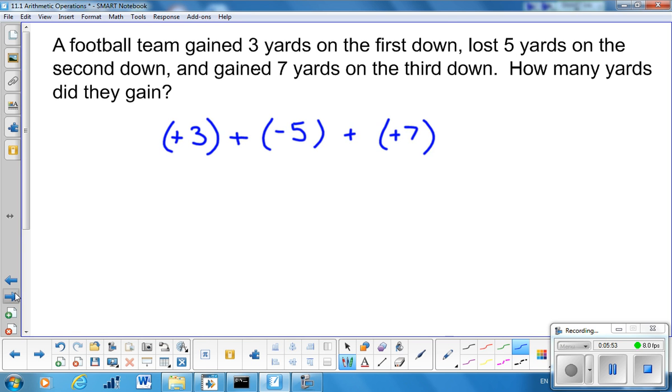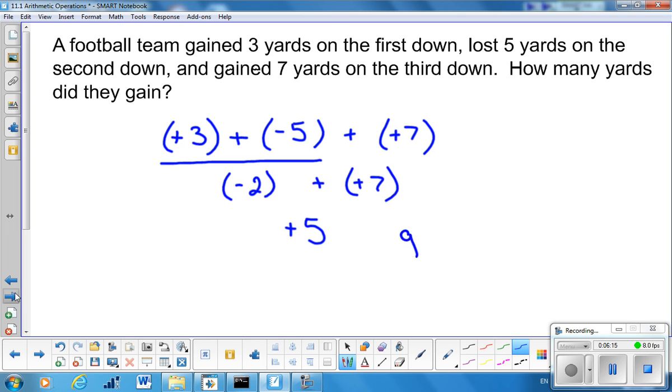You can use your calculator to help you find this by either entering in the whole piece, or we can start on the left and follow our order of operations. So if we do positive 3 plus negative 5, we end up with negative 2 plus positive 7. Negative 2 plus positive 7 works out to positive 5, so they gained 5 yards.